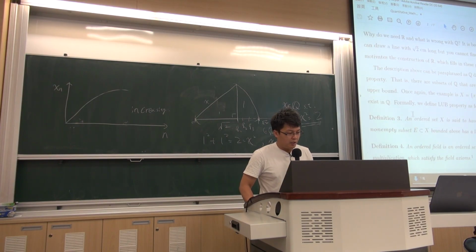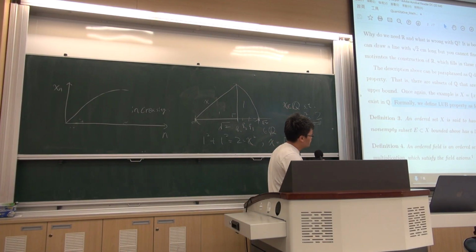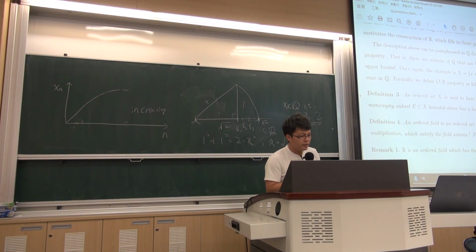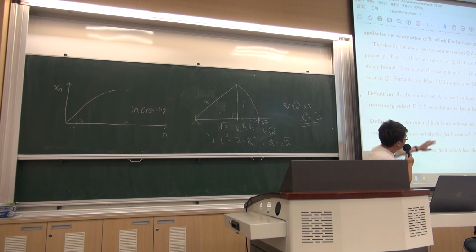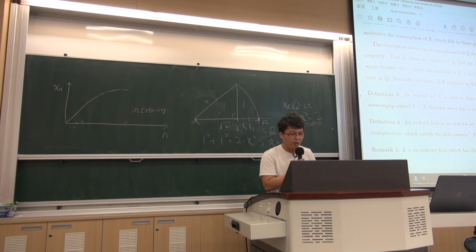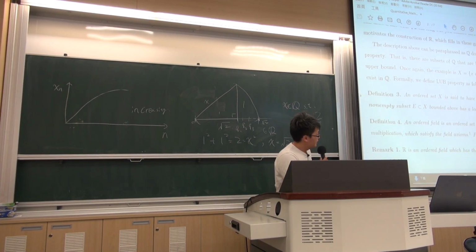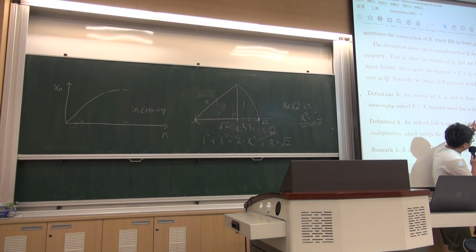Okay, so formally we define the least upper bound property as follows. An ordered set X is said to have the least upper bound property if any non-empty subset E of X bounded above has a least upper bound L, which is in X. Okay, so I think the last part is quite important.